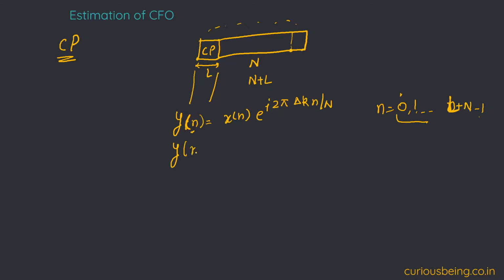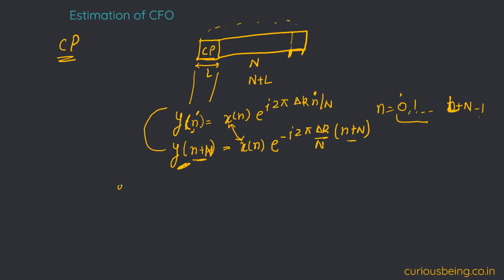Sorry, it will be n plus N. It will be x[n], because they will actually be the same. So I'm writing x[n] here. This is just a copy of this. In this case, this particular signal is this copy, because I'm utilizing the CP here. So it will be e to the minus j 2 pi delta k by N, and this is n plus N. It is just the same time index: n here, n here, n plus N here, n plus N here.